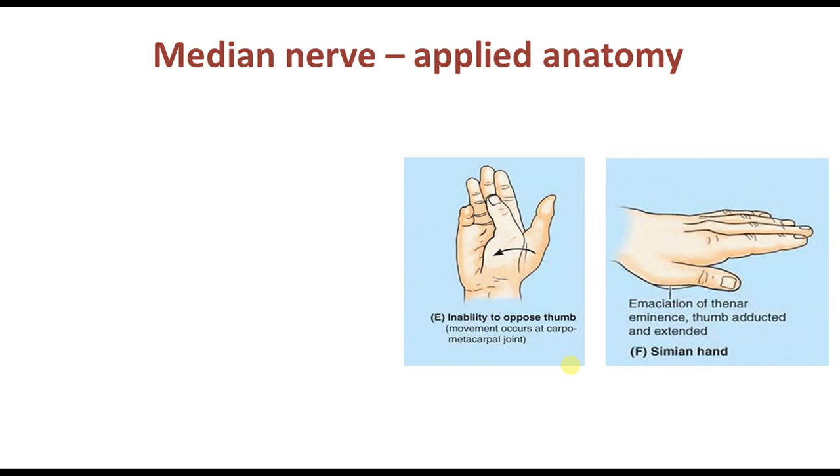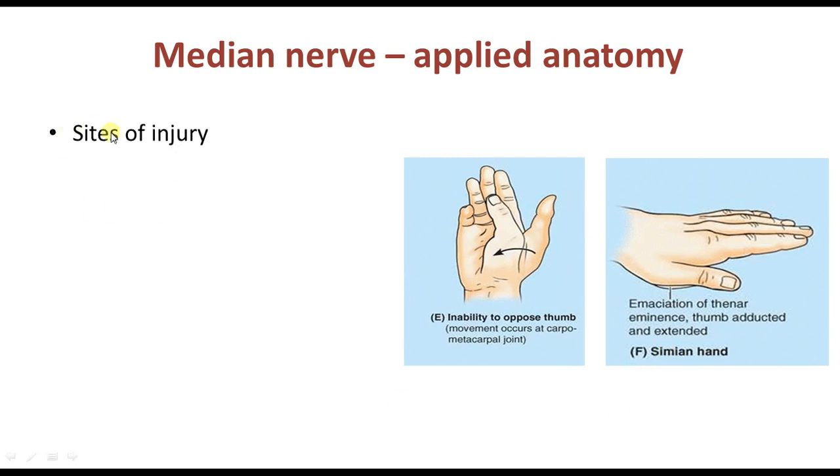So the applied anatomy of the median nerve: if the recurrent muscular branch is damaged, there is inability to oppose the thumb; opponens pollicis, abductor pollicis brevis and flexor pollicis brevis do not work. There is emaciation of the thenar eminence, which means the thenar eminence will not be bulged out; it becomes flattened because of the wasting of the muscles. Simian hand: the thumb gets adducted and extended, which we will see in the next picture.